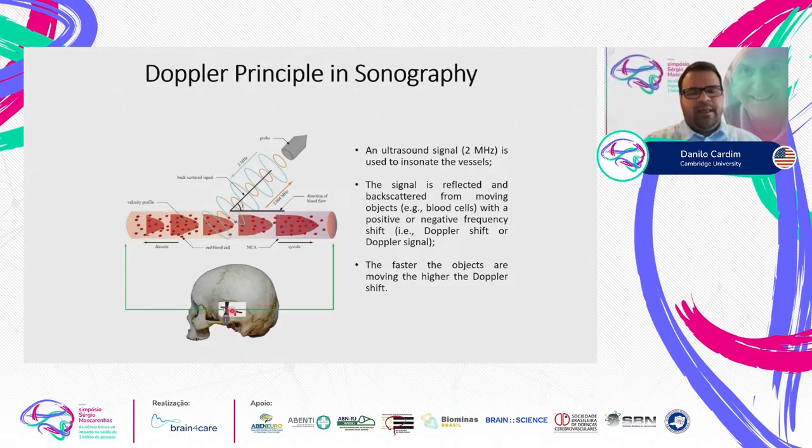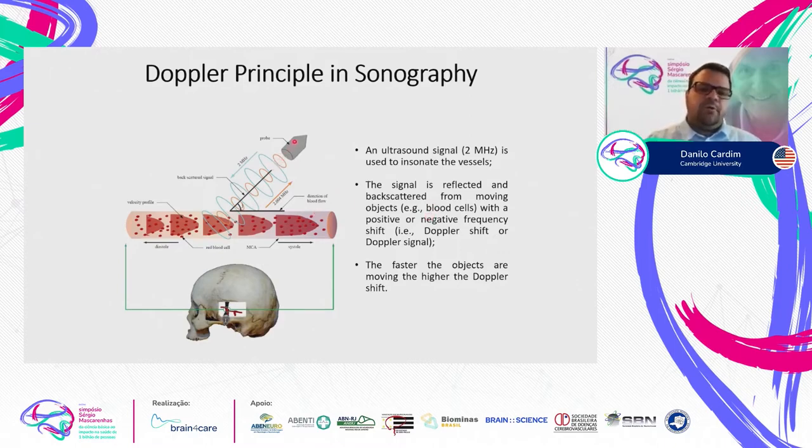That here is represented as the middle cerebral artery, which is one of the main arteries of focus to assess cerebral blood flow velocity with transcranial Doppler. And then we use these ultrasound signals that are emitted with 2 megahertz ultrasound probes. The mechanism by which it works is that the signal is reflected when it reaches the vessel, by reaching the red blood cells, and then the signal is scattered back to the probe with a frequency shift.